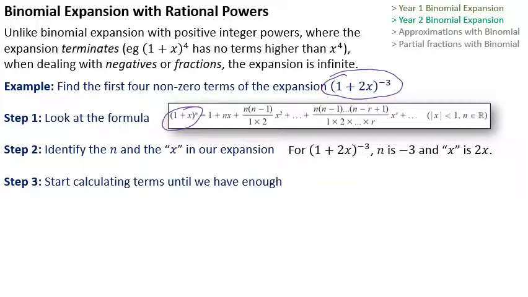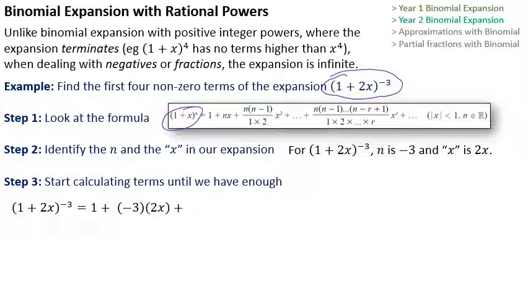The next thing to do is just start calculating terms. We can look at the expansion above: 1 plus nx plus and so on. And we keep going until we have a sufficient number of terms. We've been asked for 4 terms, so that's how many we'll do. The first term is nice and straightforward. It's a 1. And then we need n times x. Well, our n is negative 3, and our x is 2x. So that's our next term.